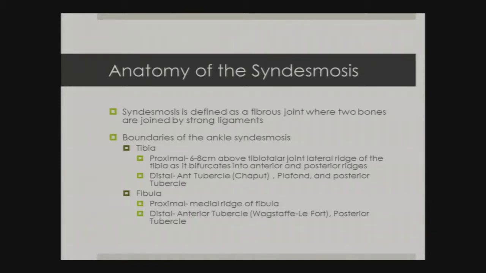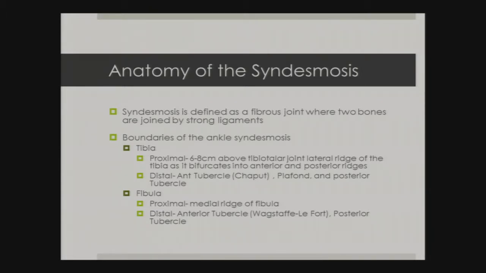The distal-most portions of these are named. The anterior tubercle is called the Chaput tubercle, and the posterior tubercle makes up the lateral portion of the posterior malleolus. The fibular portion has a similar ridge, the medial ridge of the fibula, which runs down, and the interosseous ligament connects the 2 bones together there.